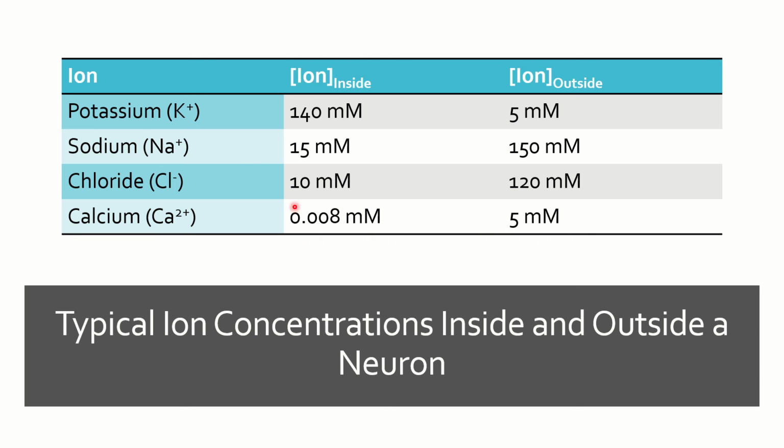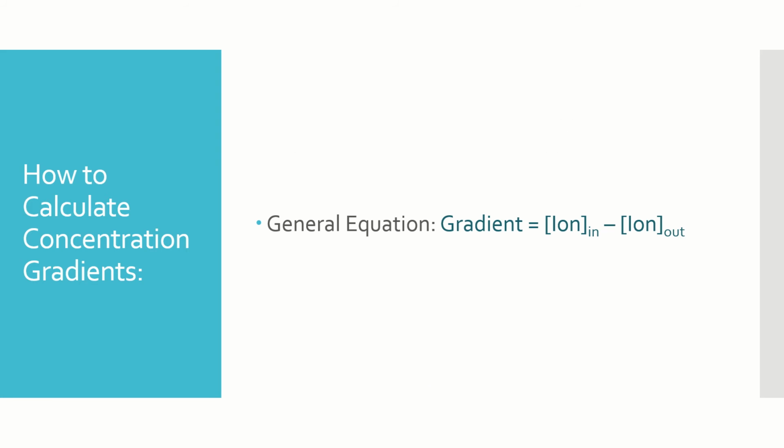To calculate a concentration gradient, it's a very simple equation wherein we take the concentration. Anytime you see brackets around an ion, the bracket means concentration. So anytime you see brackets with an ion, it's just saying the concentration of that ion. So the concentration of an ion on the inside of the cell minus the concentration of the ion on the outside of the cell. We're doing just the difference between the inside and the outside of the cell, and that is going to tell you the gradient.